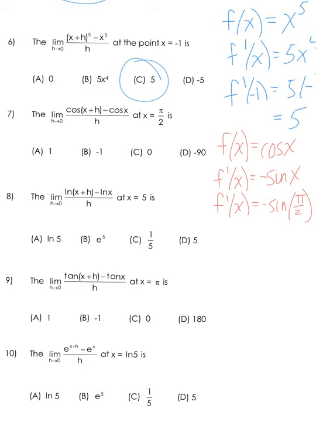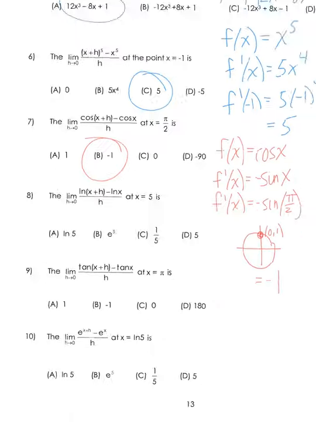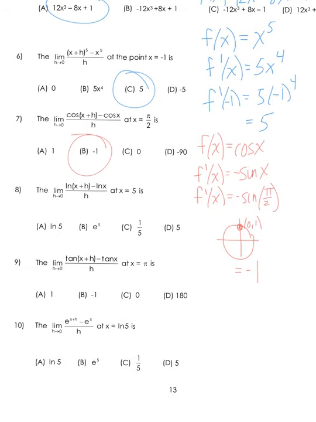Now you know you wouldn't be allowed to use a calculator for that, so let me go through that process. Pi over 2 is up here. That point is 0, 1, so the sine of it is the y value, so that'd be 1. There's a negative out front, so this answer would be negative 1. Okay. The next one.